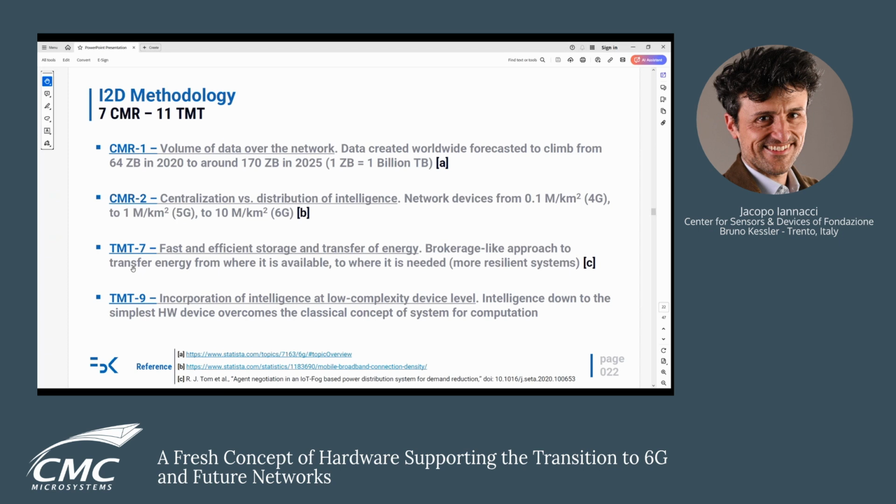Then concerning technology megatrends, stepping a bit towards the physical infrastructure and key enabling technologies, one crucial aspect to enable this edge intelligence and this distribution of data will be the efficient storage and availability of energy. It is expected that energy will be necessary at each ramification of the network, and it will be needed to have it available when needed in the proper amount. Also, incorporation of intelligence at the low complexity device level will be crucial. And this also takes us closer to micro and nanotechnologies.